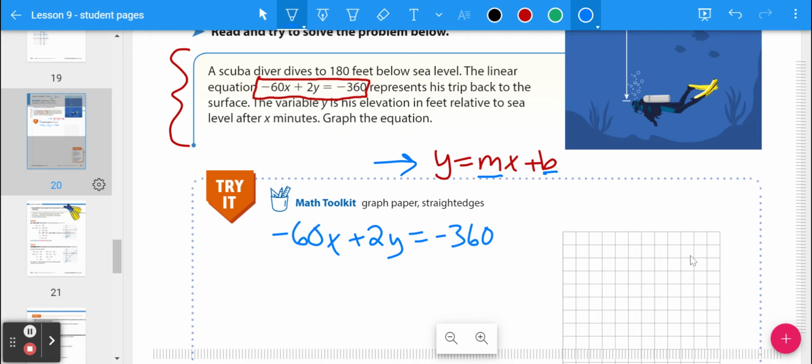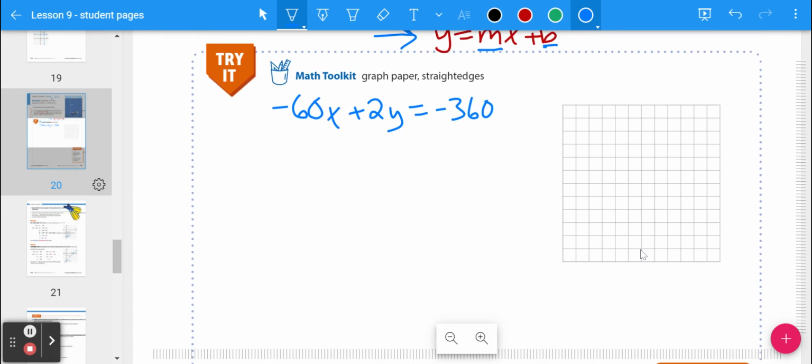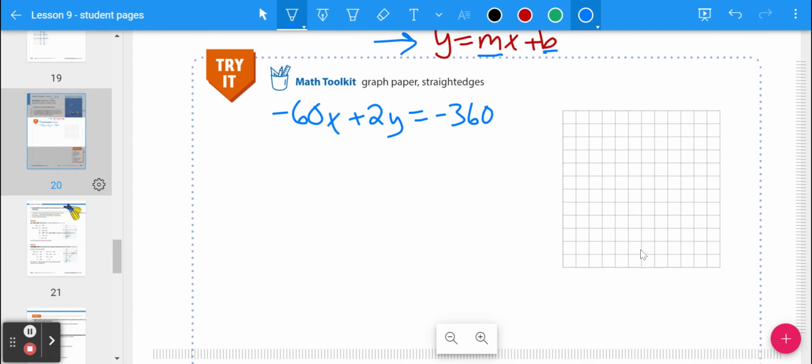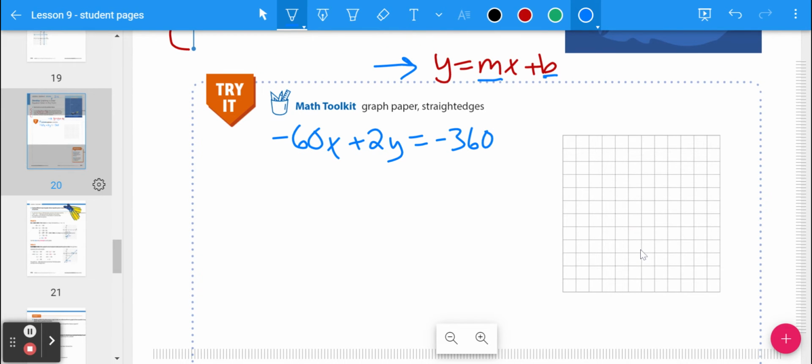Well, let's try to get it in slope-intercept form. Let's try to get it so that y equals something, so that the right side is mx plus b. And what we have to use for this is our magic, not really magic, but our skills in solving equations. We need to solve it for y, is essentially what we're doing. So let's take this equation and try to get y by itself.